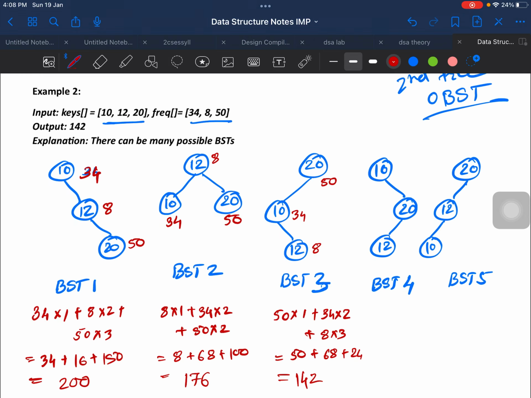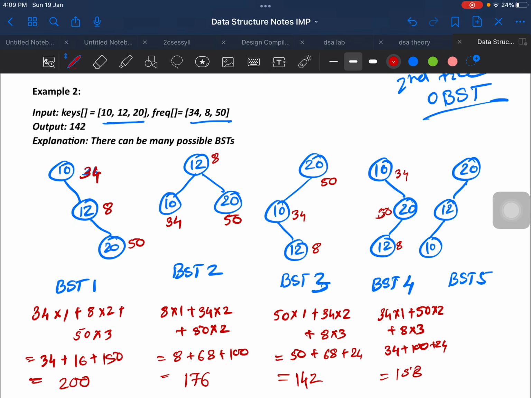Okay, so now come to BST4, guys. In BST4, 10 has frequency 34, 20 has frequency 50, and 12 has frequency 8. So 34 into 1 plus 50 into 2 plus 8 into 3. Okay, so 34 into 1, that is 34, 50 into 2, that is 100, 8 into 3, that is 24. Okay, so guys, let's calculate what is the total here. So 158 we are getting here. The cost of this BST4 is 158, which is greater than 142.